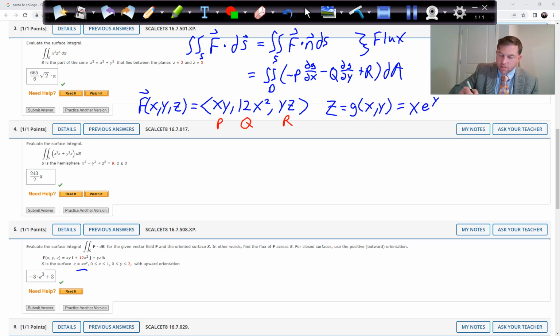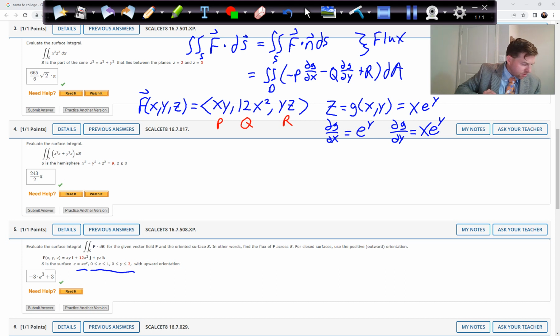So dg dx is just going to be e to the y, and dg dy is going to be x e to the y, same thing. So we know all 4 things, or 5 things I should say, and we can plug them into this double integral. We just need to know how our x's and y's vary, which they also tell us. And what order of integration works best? Looks like doing y first is best.